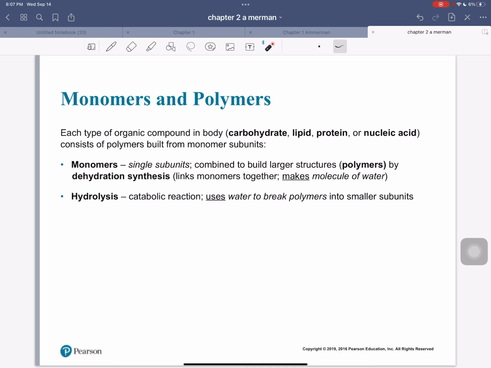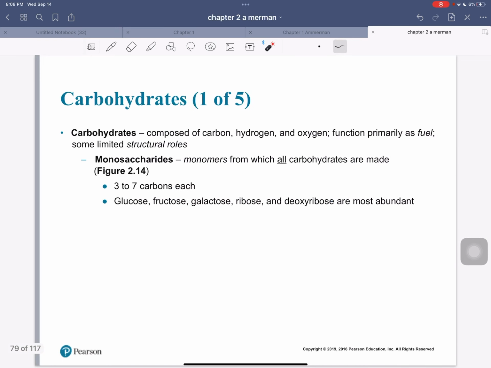hydrolysis. And if you actually look at the word hydrolysis, water breaking, it's a catabolic reaction that uses water to break a polymer down into small subunits. So we have this process where we're moving between monomers and they're being assembled through dehydration synthesis to being polymers, and polymers get broken down to make monomers through hydrolysis. So let's start talking about carbohydrates.